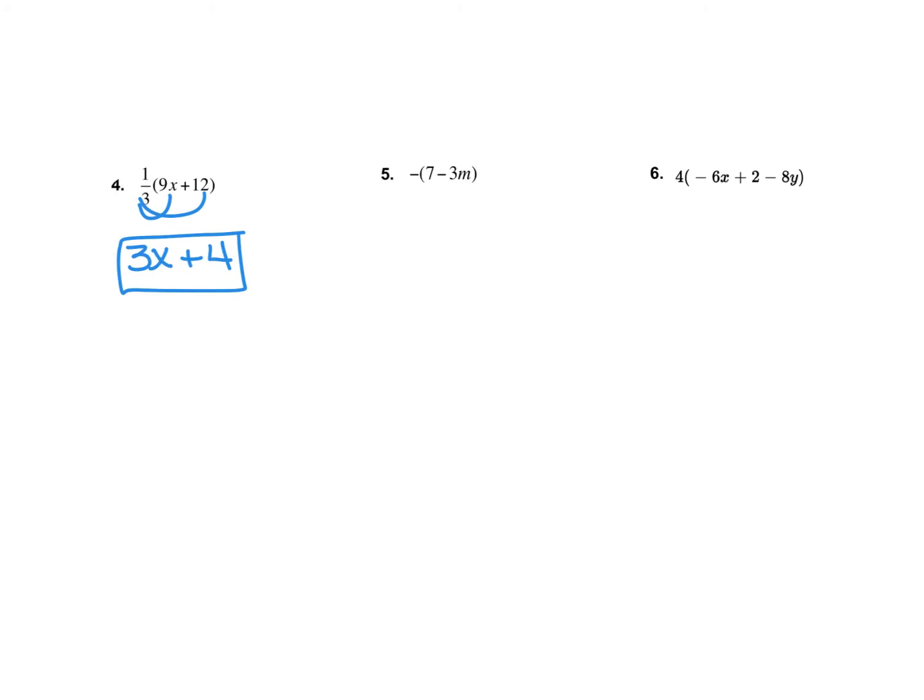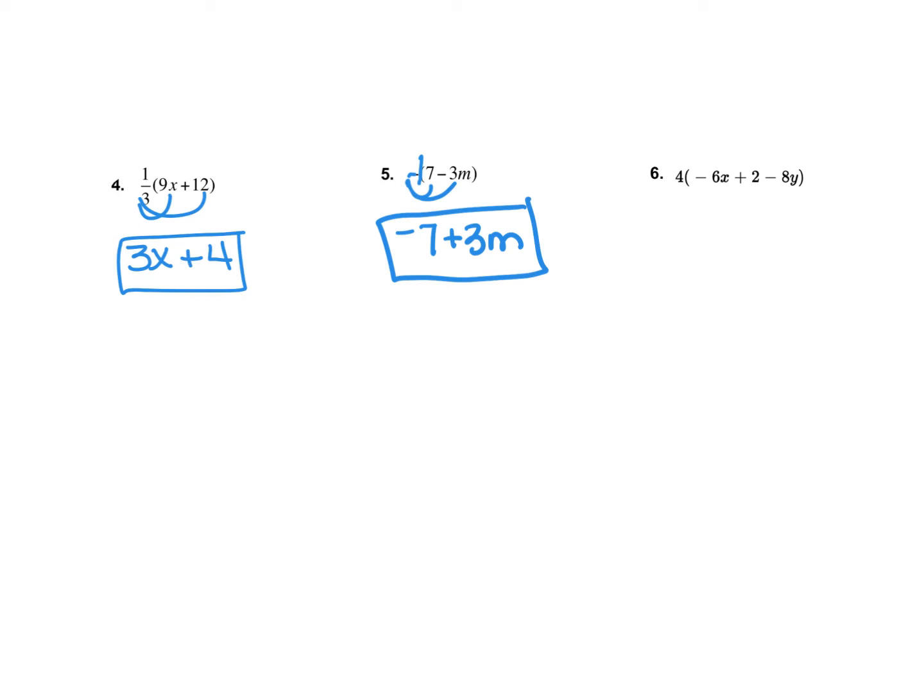All right, for number 5, I have a minus before the parentheses. So really what's here, I like to just come and put a 1. So what I have then is this negative 1 that I'm going to be distributing. I have negative 7. So negative 1 times 7 is negative 7. Now I'm going to take negative 1 times negative 3. So negative times negative is a positive. So I have a positive 3m. So I'm going to have plus 3m. Because I had a positive answer, I'm going to put a plus between the two of them.